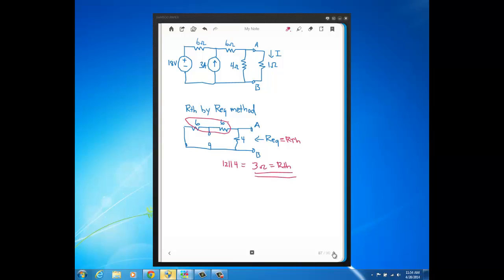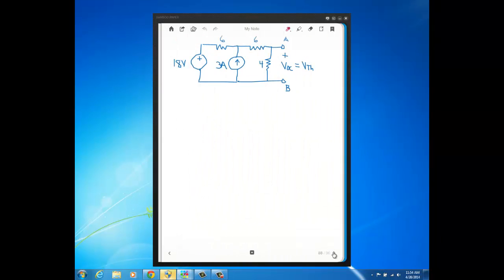Now we're going to find V Thevenin by removing the load. So we remove the 1 ohm resistor, and now calculate what the voltage across that open is. Once the load is removed, if you find the voltage across where the load was, that's the Thevenin voltage. Because again, Thevenin voltage is equal to the open circuit voltage between the nodes of interest A, B.